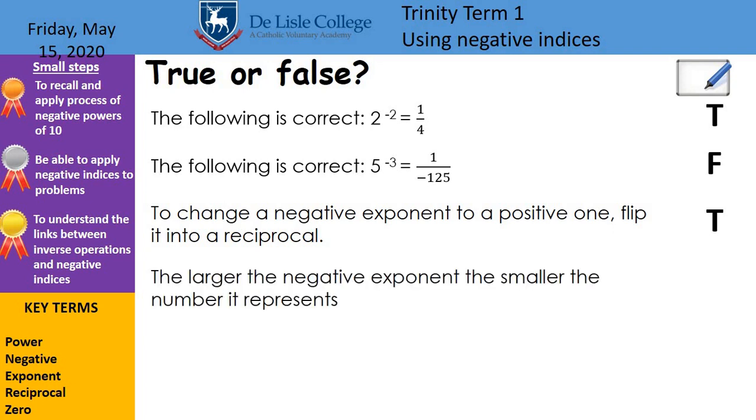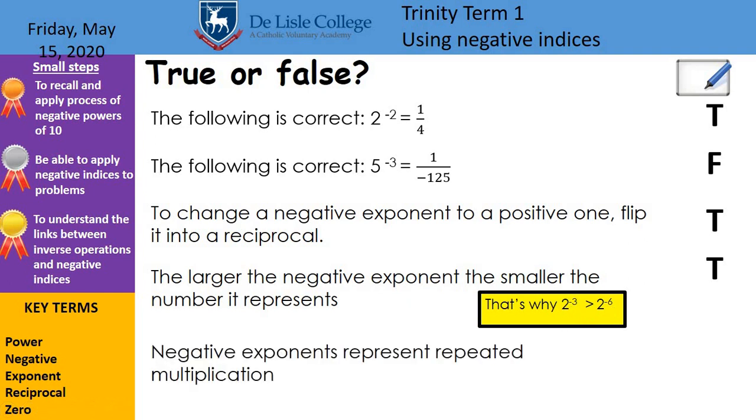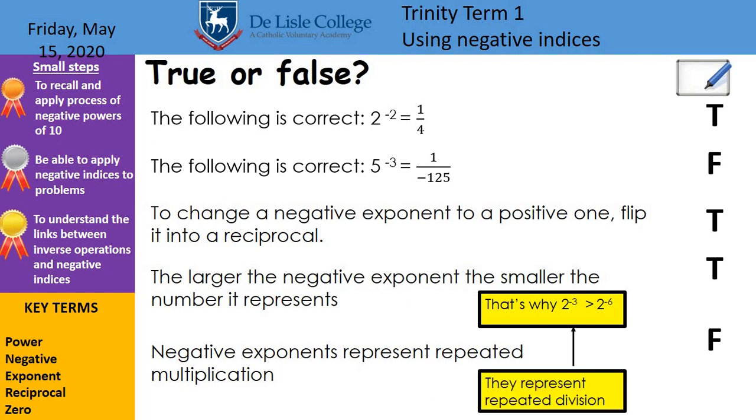The larger the negative exponent, the smaller the number it represents. Is that true or false? Well, it's true, because we've already talked about this fact that actually 2 to the power of negative 3 would be greater than 2 to the power of negative 6, because you get 1 over 8 and you get 1 over 64, and 1/8 is bigger than 1 over 64. And the last one, negative exponents represent repeated multiplication. Well, they don't, because that would imply that the bigger the exponent, the greater the number. We know that's not true. They actually represent repeated division.